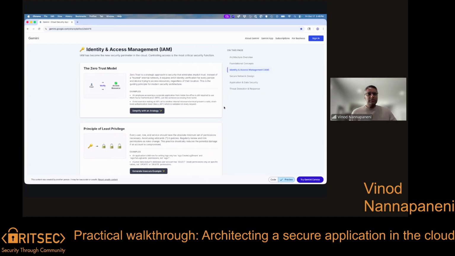We will then move on to some more foundational concepts. One of the ones I would say is identity and access management. Everything in cloud revolves around IAM. IAM is the first line of defense. IAM is the last line of defense.